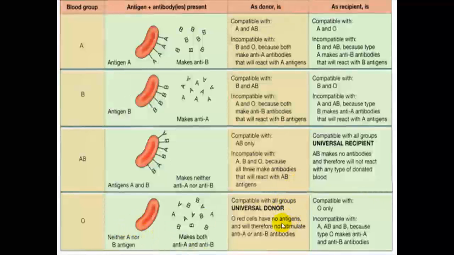So you see here, as a donor, blood group A is compatible with A and AB only. So it can be transfused to an individual with the similar surface antigen A, or to an individual with surface antigens A and B, because having both antigens makes him a match. So AB can receive from A or from AB. And incompatibility will arise if it is received from blood as a donor.